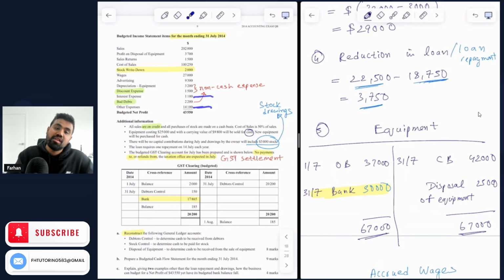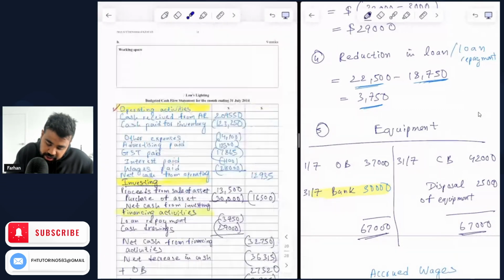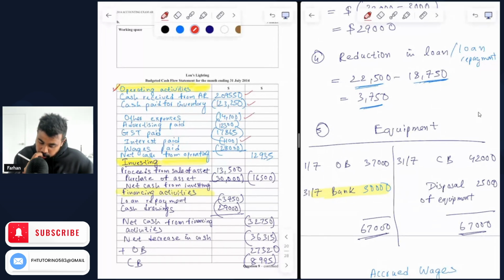And we can guarantee this because the balance sheet has no accounts in current liabilities or in current assets for these expenses, which refers to the fact that everything has been up to date. All right. So interest paid of $1,100 in negative, and then you have other expenses of $14,100 in negative. So we have already understood this line, this line, this line, and this line. All right. So we are left with advertising paid, GST paid, and wages paid.